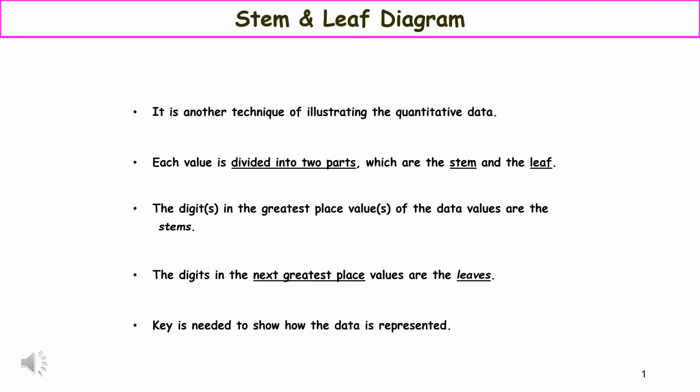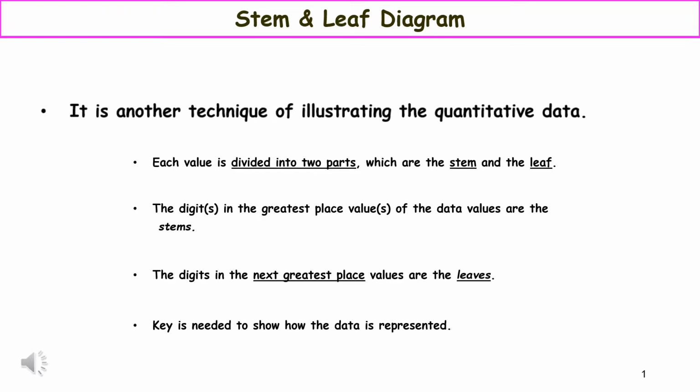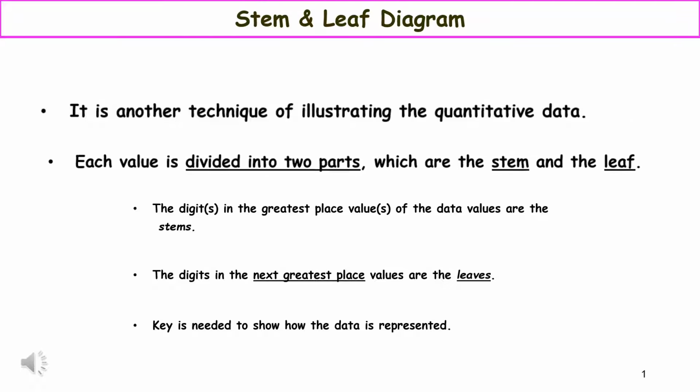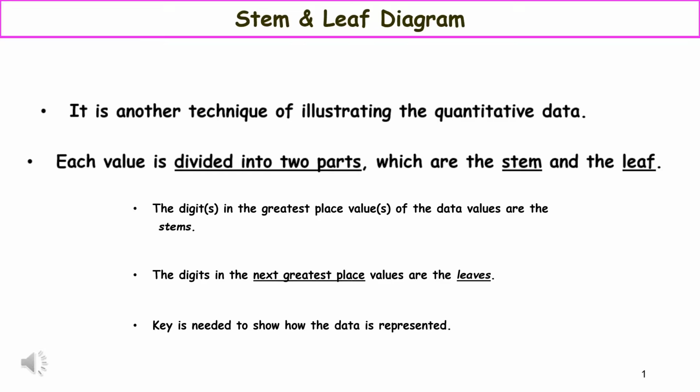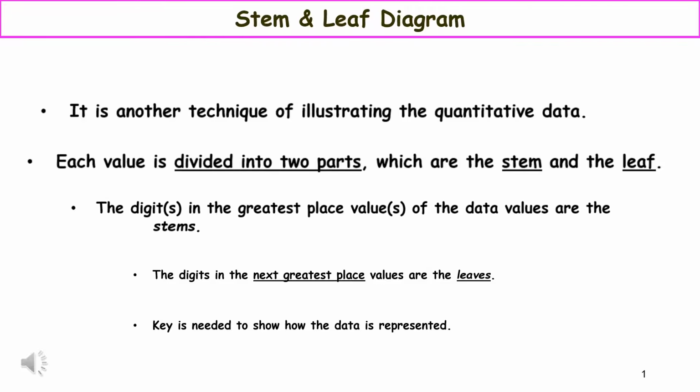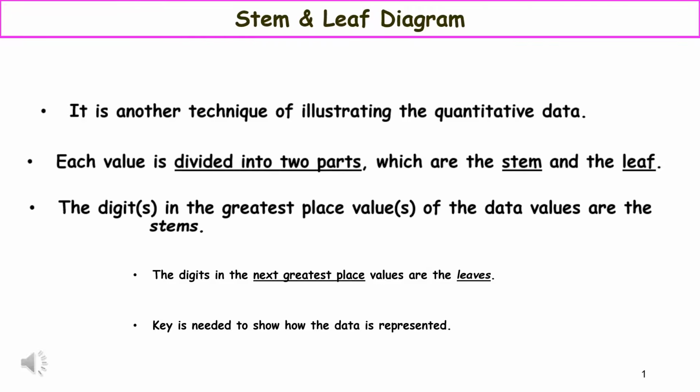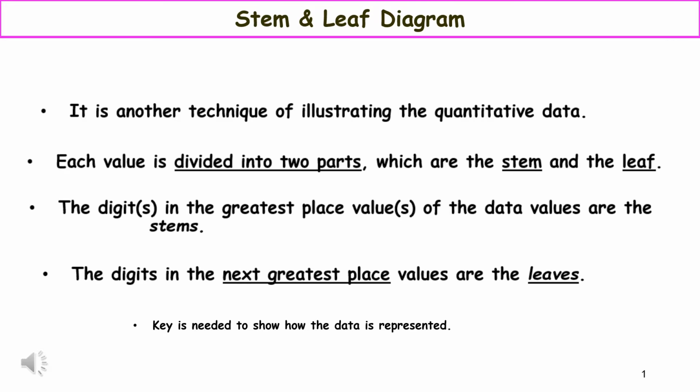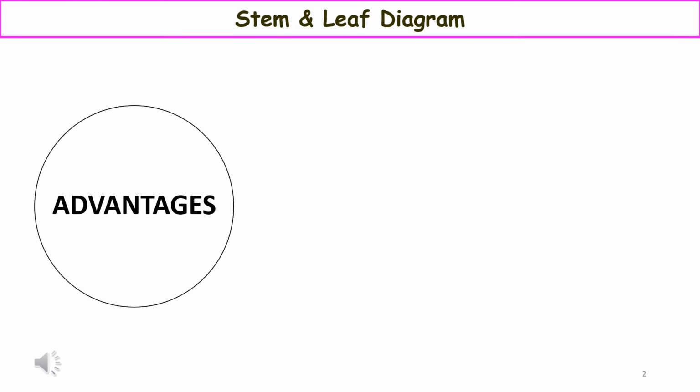In this slide, we will be learning how to sketch and interpret stem and leaf diagram. Stem and leaf diagram is another technique of illustrating the quantitative data. Each value is divided into 2 parts, which are the stem and the leaf. The digits in the greatest place values of the data values are the stems. The digits in the next greatest place values are the leaves. Key is needed to show how the data is represented. These are some of the advantages of using a stem and leaf diagram.